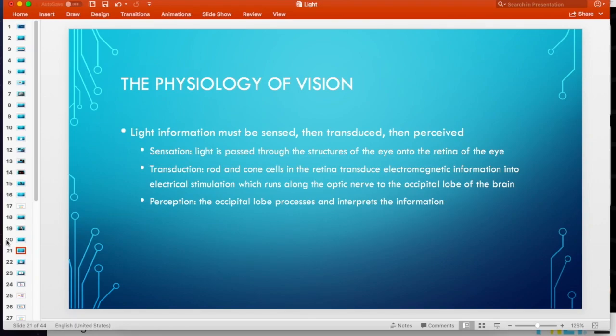So just like we were analyzing the physiology, that word physiology once again means function, how the parts of the body function. Just like we analyzed the physiology of hearing when we were studying sound waves, I want to talk about the physiology of vision. How do eyes work? How do eyes receive, interact with, pick up light information?